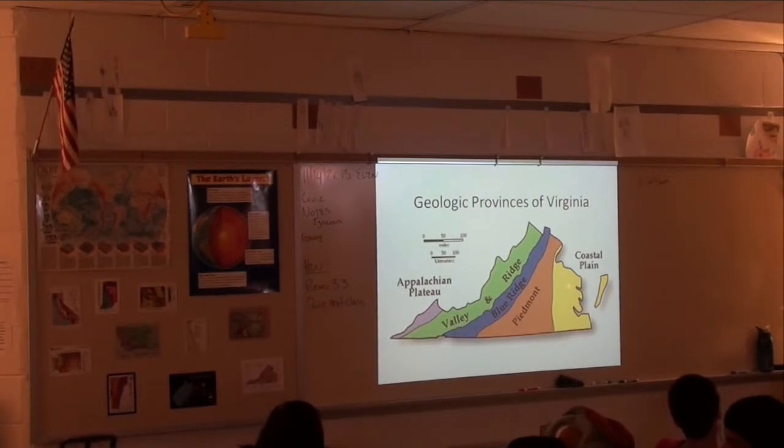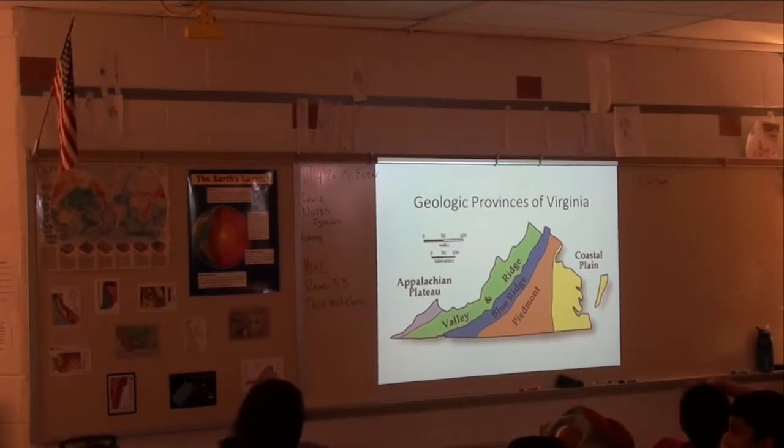There's the coastal plain, the Piedmont, the Blue Ridge, the Valley and Ridge, and the Appalachian Plateau. Draw this in your notes right now. Draw this in your notes.